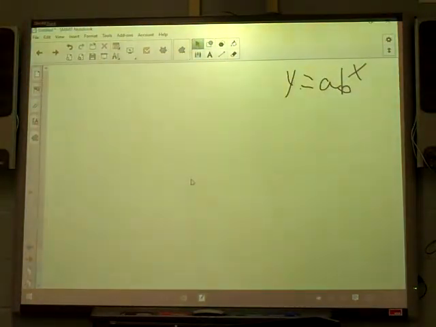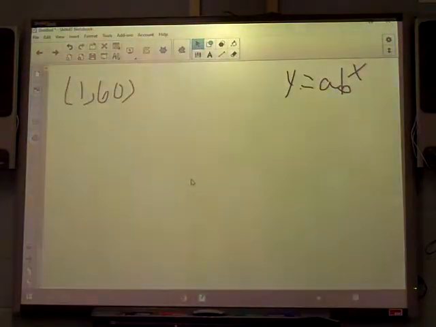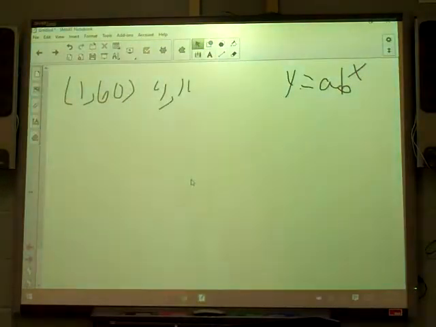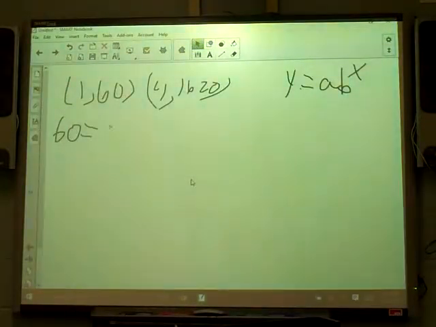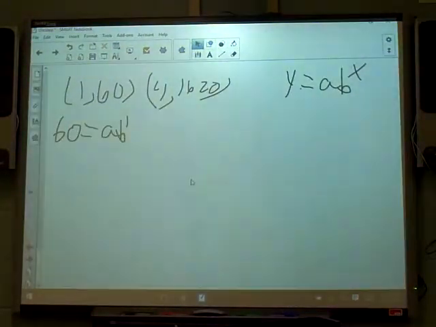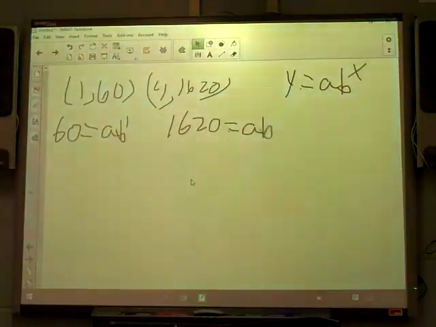Big whoop, pick 2. So I'm going to use the ones I used on my paper. I chose (1, 60) and (4, 1620). Those are the 2 that I used. So we plug those in for the y and the x. We've got 60 equals ab to the first, and then I'll have 1620 equals ab to the fourth.